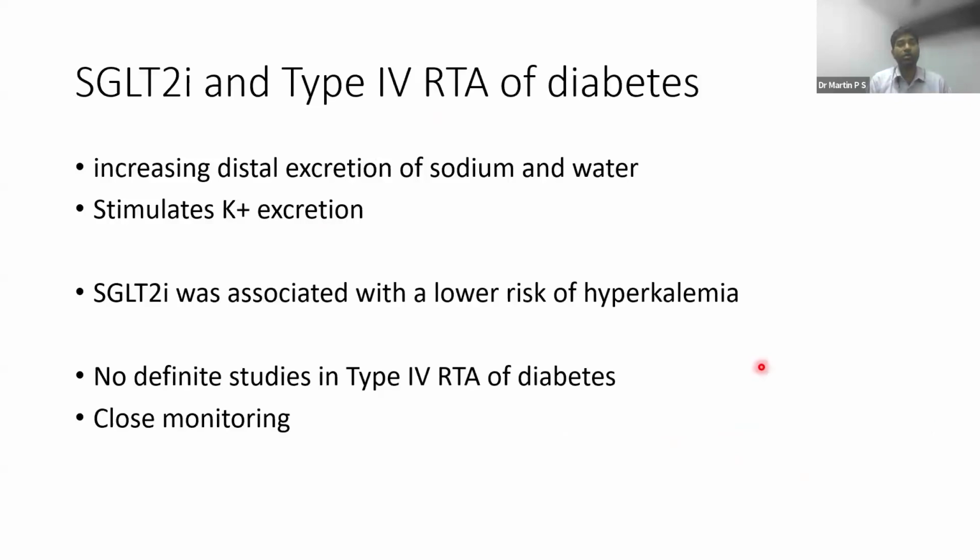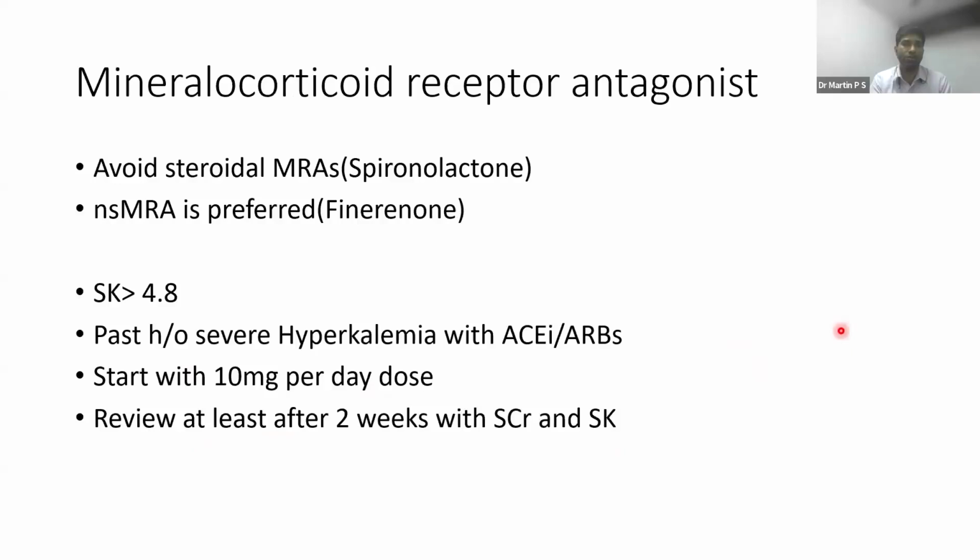What about SGLT2 inhibitors and type 4 RTA of diabetes? See, SGLT2 inhibitors have the capacity to increase the distal excretion of sodium and water. So whenever there is increased distal delivery of sodium and water, it stimulates potassium excretion. And in the subgroup analysis of the FIDELIO trial, it was found that SGLT2 inhibitor addition was associated with lower risk of hyperkalemia. Though there are no definite studies in patients with type 4 RTA, close monitoring is required. But generally, SGLT2 inhibitor doesn't cause hyperkalemia in this group of patients.